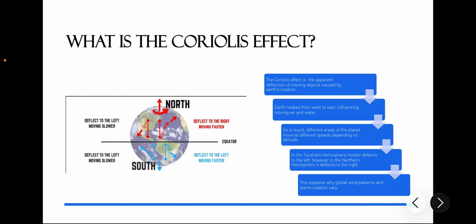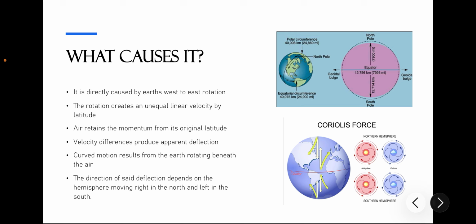So in the northern hemisphere, this motion deflects to the right, while in the southern hemisphere, it deflects to the left. The deflection explains why global wind patterns curve rather than moving straight, and is also why large storm systems rotate differently based off of the hemisphere in which it is in. The Coriolis effect is caused by the Earth's west to east rotation.